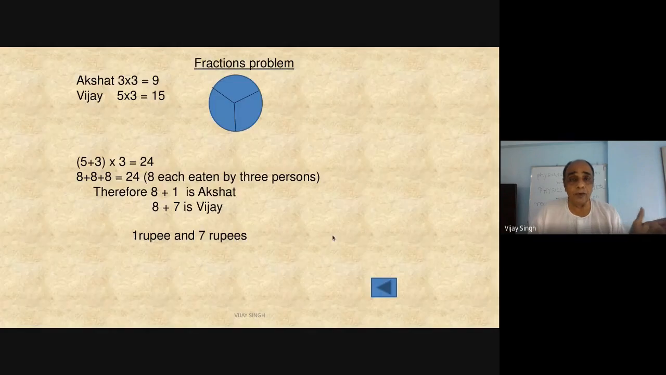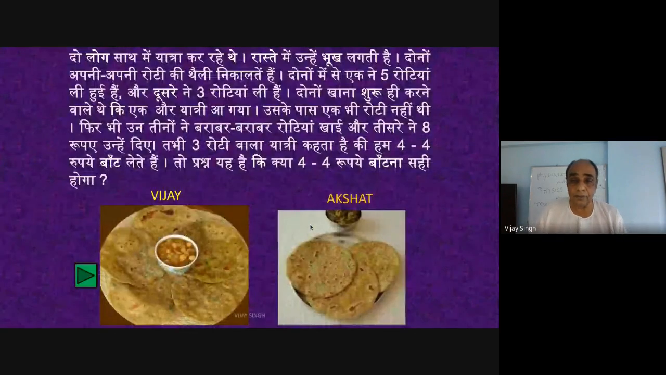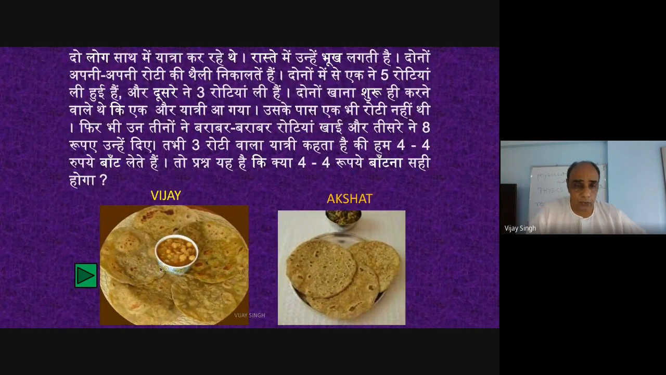They're both traveling, and they both get very tired after a while. They sit down for lunch and decide to share the lunch. Vijay has 5 rotis. You can see 1, 2, 3, 4, 5. Akshat has 3, 1, 2, 3, and they decide to divide it evenly and eat it.